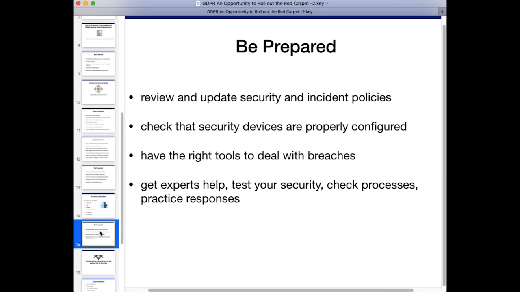Get experts to help look at your security. If you don't have in-house skills, you could outsource that, but look at tools, test your security, conduct pen tests if your systems are connected to the internet, and consider testing your processes and staff responses. Cliché, I know, but your security is only as strong as the weakest link in the chain.